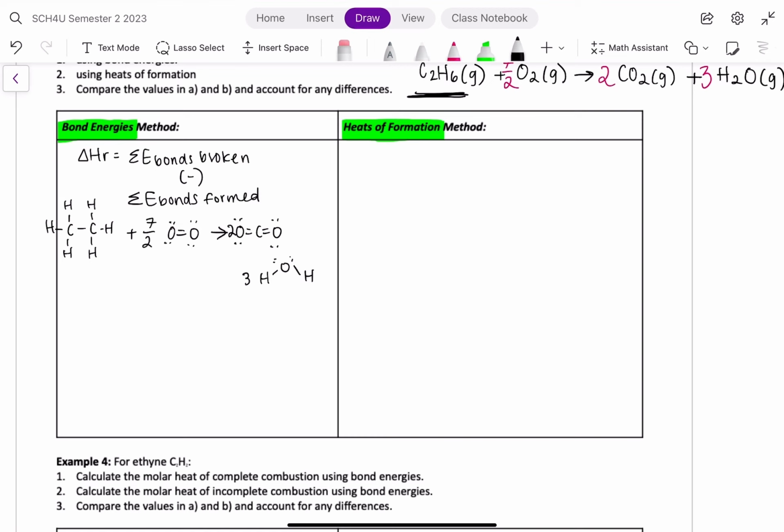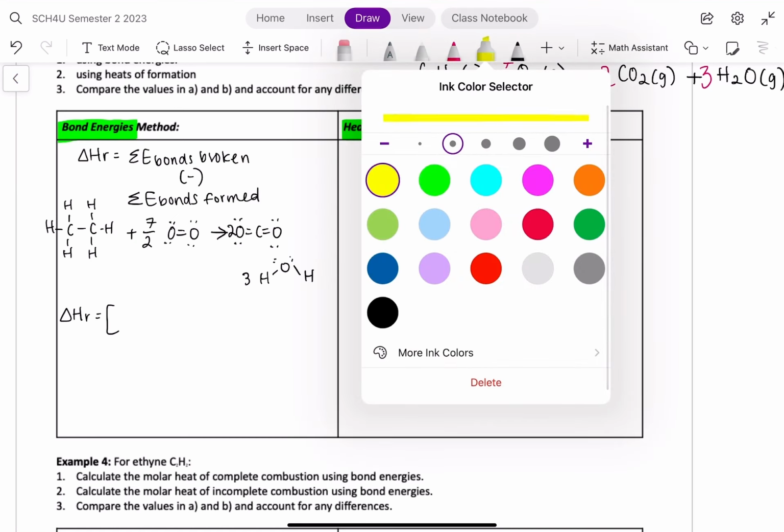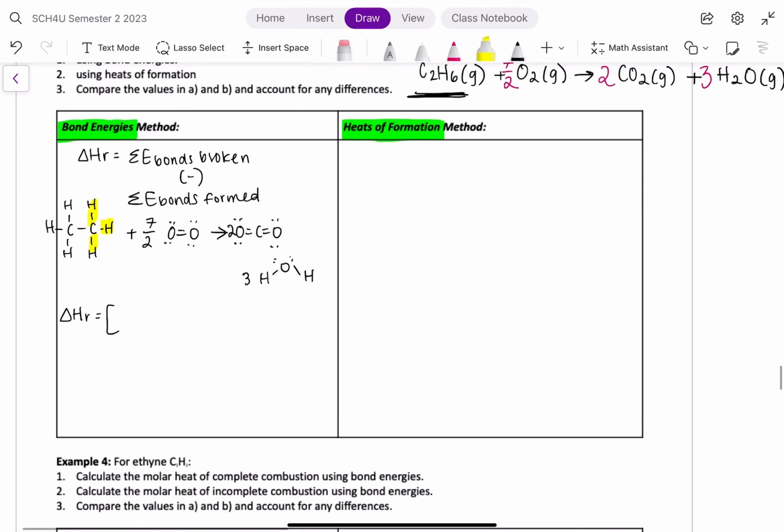Okay, so now we can see and visualize the bonds that need to be formed and the bonds that need to be broken. So taking my delta HR, first I need to add up all of the energy bonds that are broken. So I know that there are 1, 2, 3, 4, 5, 6. So 6 moles of my CH bonds that are broken, so 413 kilojoules per mole.